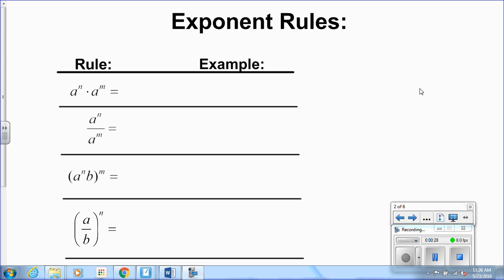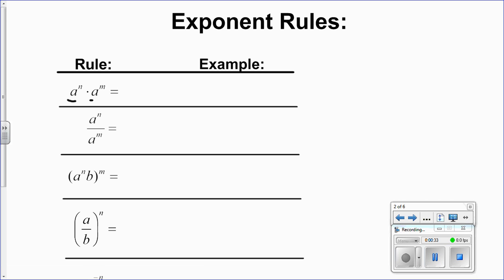So our first rule is a multiplication rule. We multiply a common base. So our common base is A. What you do is you add the exponents. So I would add n plus m. For example, my common base is x. I would add 2 plus 3. So I keep the base the same, and I add the exponents.